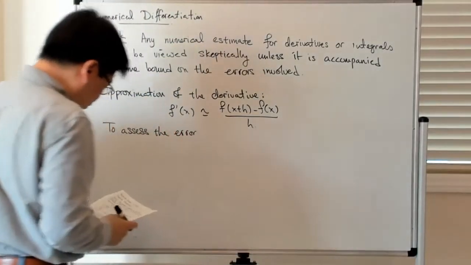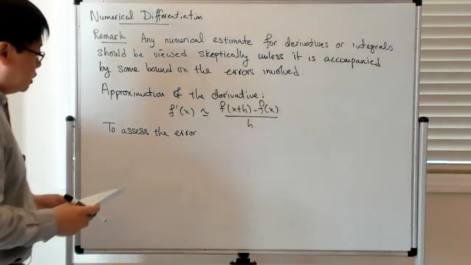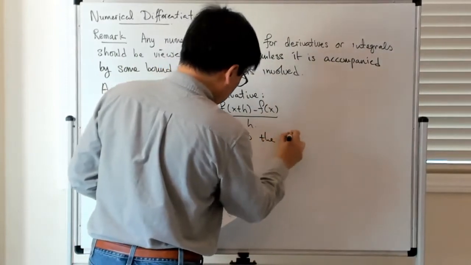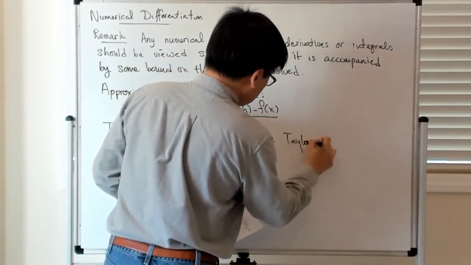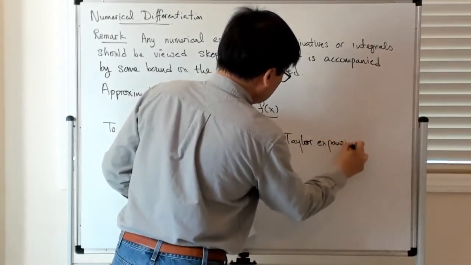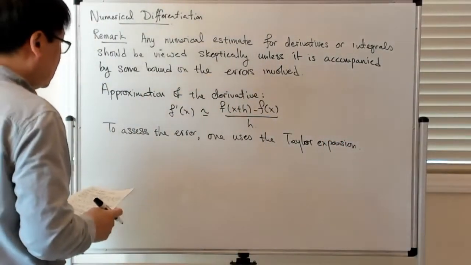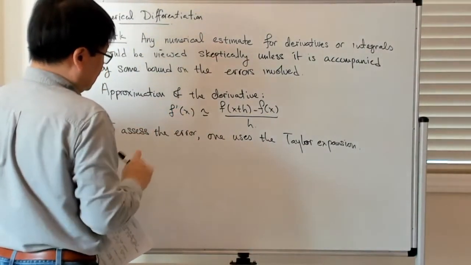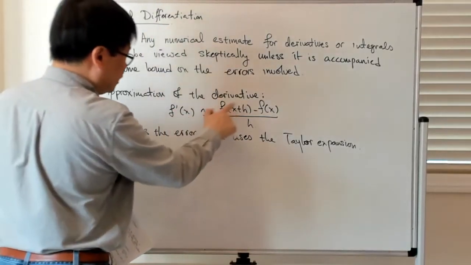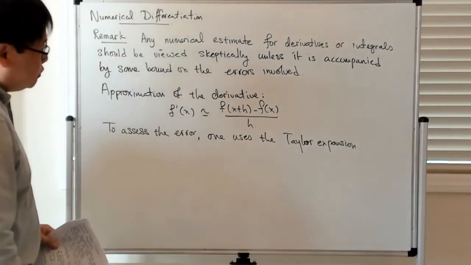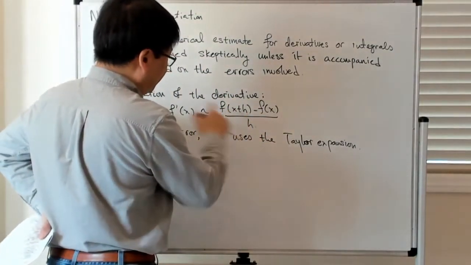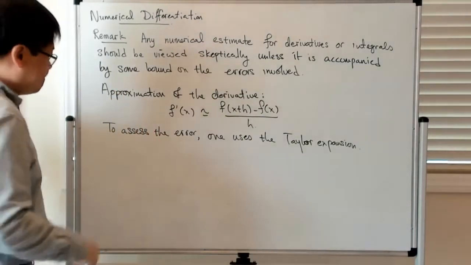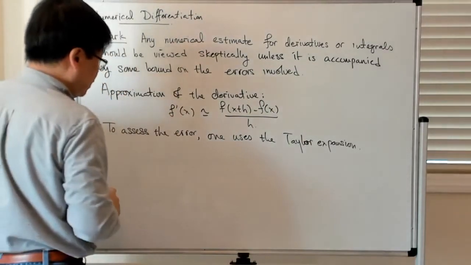Okay, so to assess the error, the usual way you do this is to do a Taylor expansion. So how do we do that? So you have a function and its derivative evaluated at x, and then you have this x plus h term. So what we're going to do is write down an expression for f evaluated at x plus h in terms of f of x and its derivatives, which of course is obtained using the Taylor expansion.